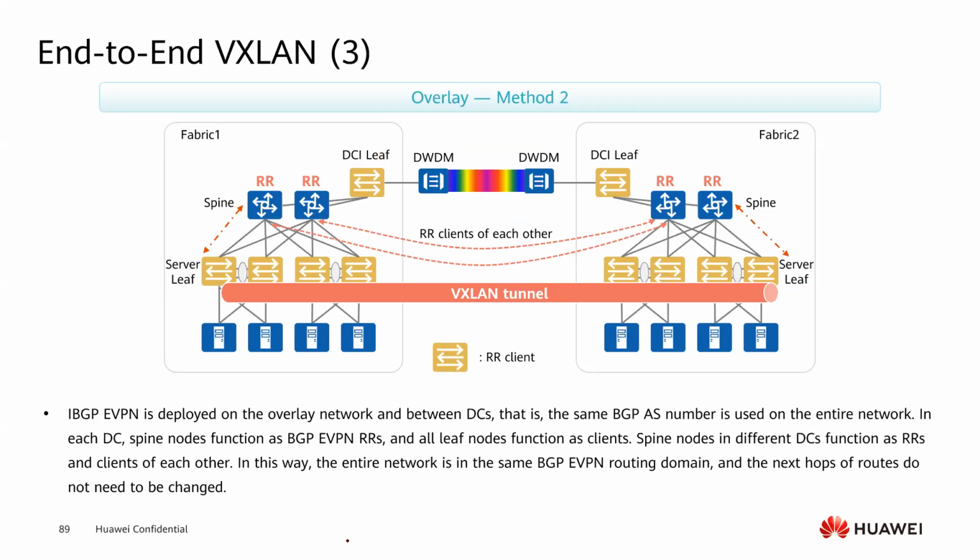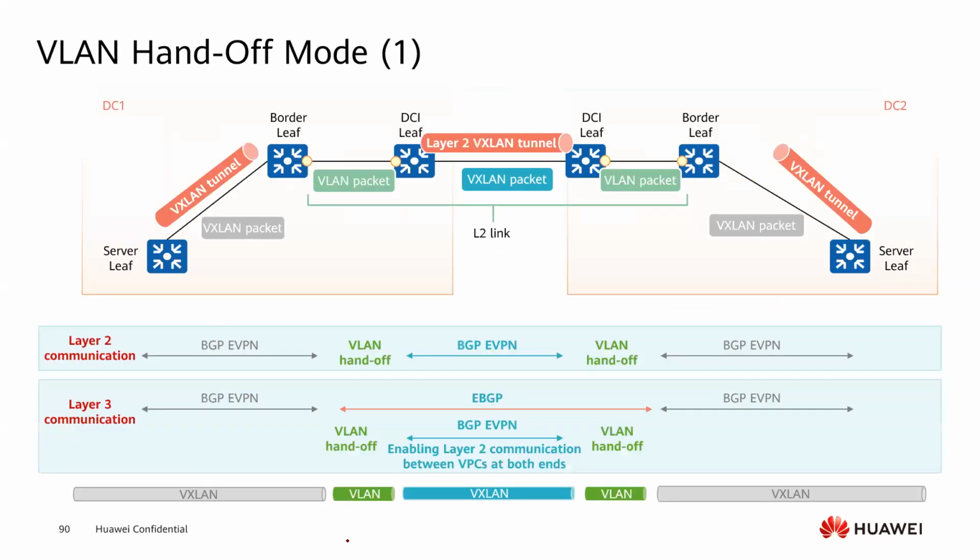Another method is we can use an RR. It means the spine will function as the RR, and the DCI leaf and all the server leaves will function as RR clients. But the thing is the same, meaning the next hop is unchanged. This feature will be enabled on the RR, the DCI leaf, and the server leaf.